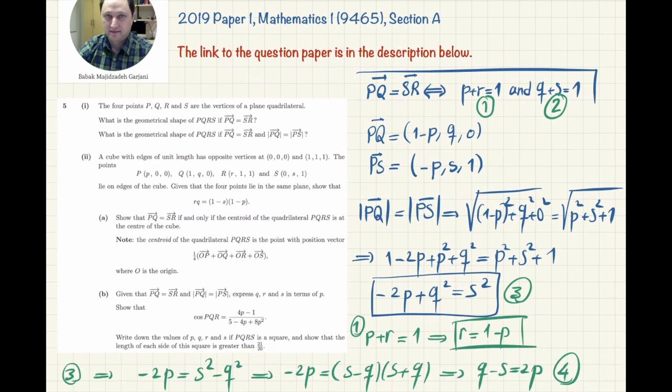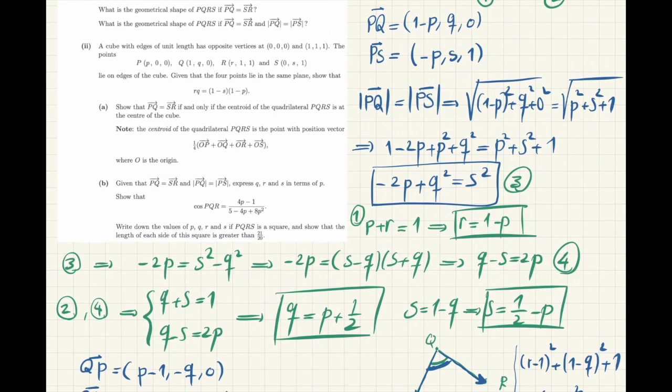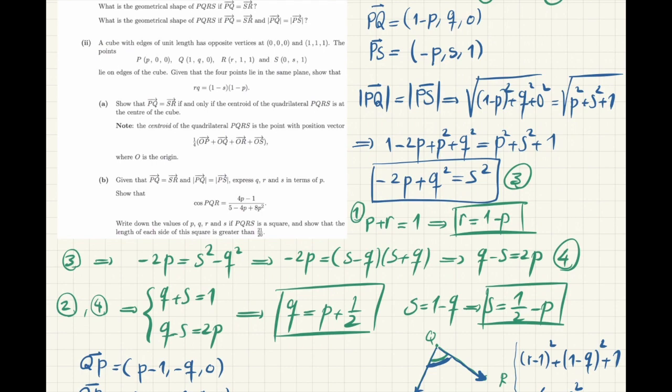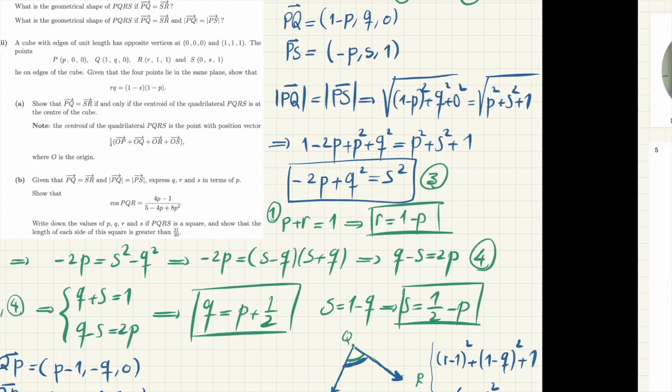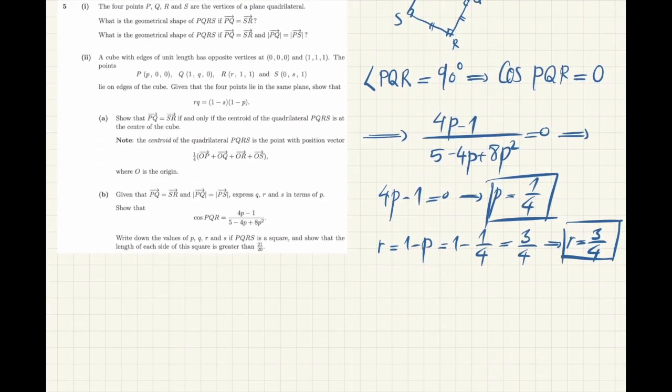So here we also have q is equal to p plus a half. So q is p plus a half. So q is p, which is 1 over 4, plus a half. So it becomes 3 over 4. So q is just 3 over 4.